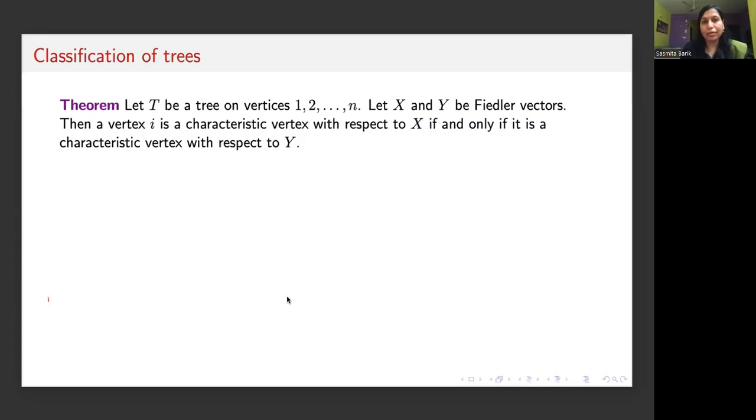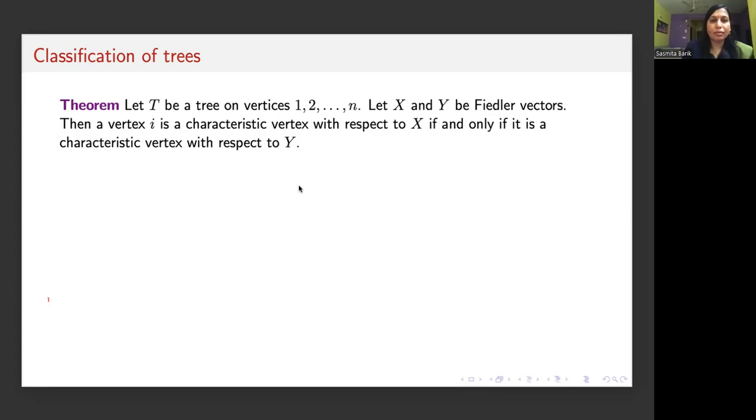In that case, we have not concluded what is happening, but we know that if I choose a Fiedler vector that has a zero coordinate, then there is a characteristic vertex, and that's a unique vertex. But if I choose another Fiedler vector, it may happen that the characteristic vertex will be another vertex, because the coefficients may behave in a different way. But this result is saying that the characteristic vertex will not change. So whichever vertex is the characteristic vertex for x will remain the same as the characteristic vertex for y. So it will not change.